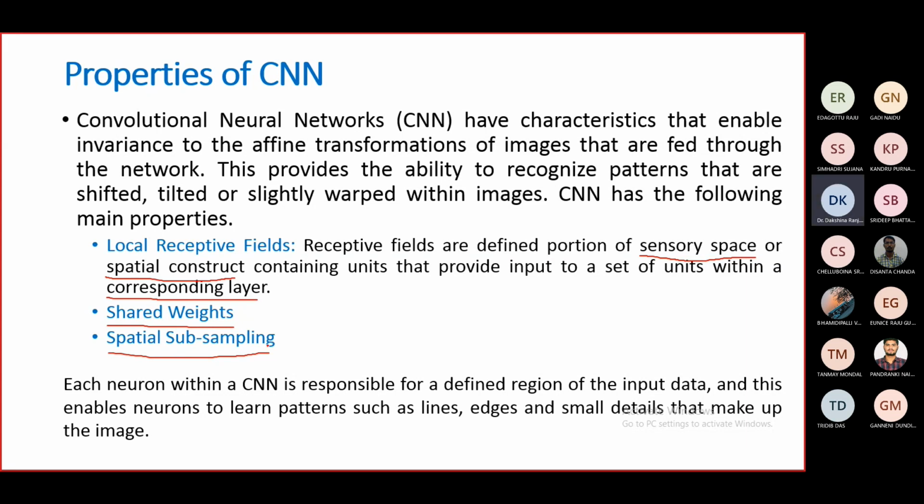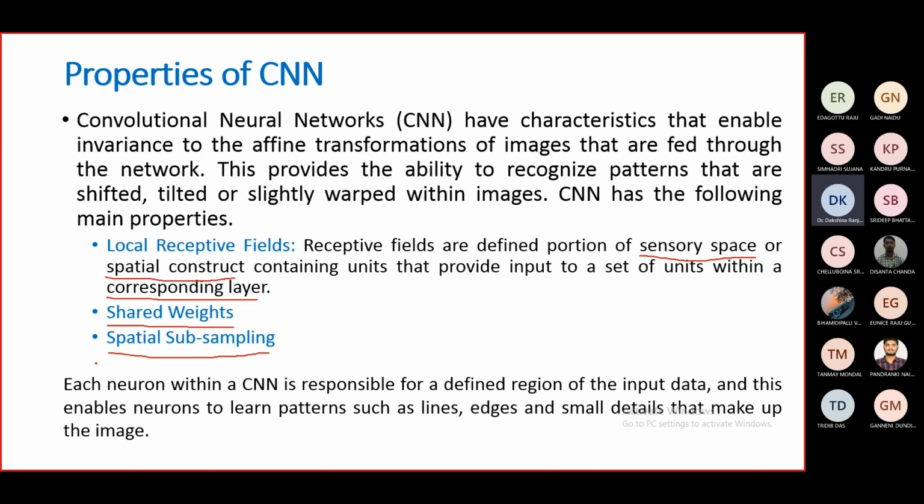Through this subsampling, we can reduce the dimension of the feature map, which is obtained after each convolutional operation. After convolution operation, generally we apply the pooling operation, and through pooling operation, we can subsample the spatial image or the feature map, which is generated after each convolution operation.